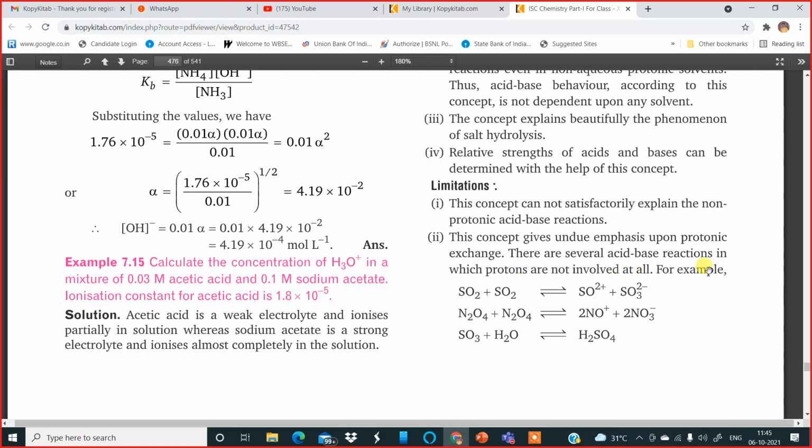That's why, for example, if you look at sulfur dioxide reacting reversibly with sulfur dioxide, you're forming SO2 2+ and SO3 2- sulfite ion. So this is not possible to be explained by the Bronsted-Lowry theory.